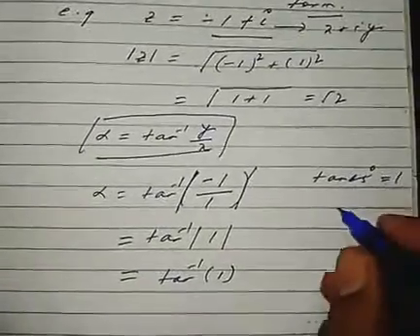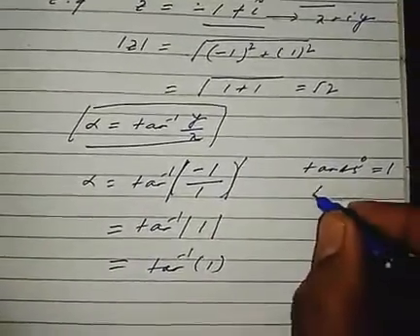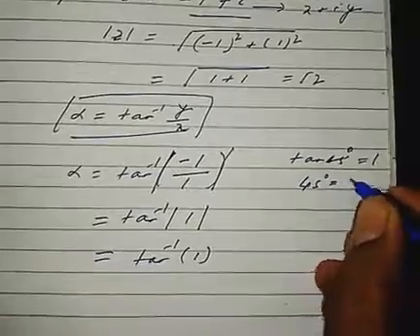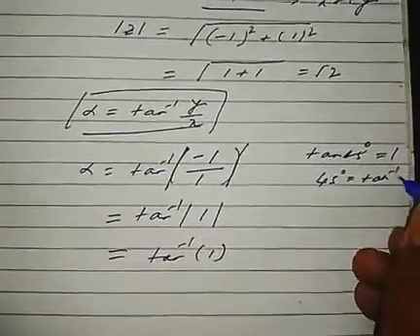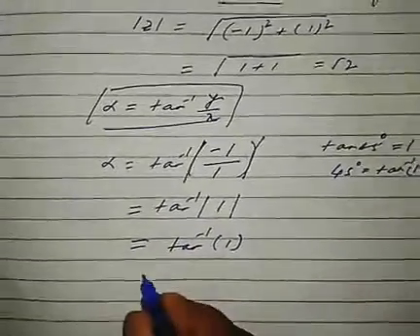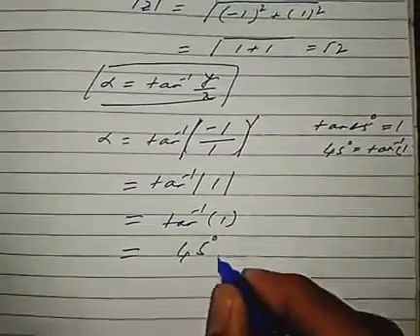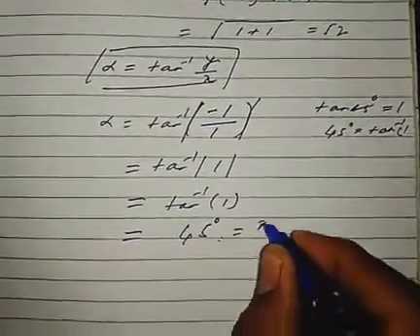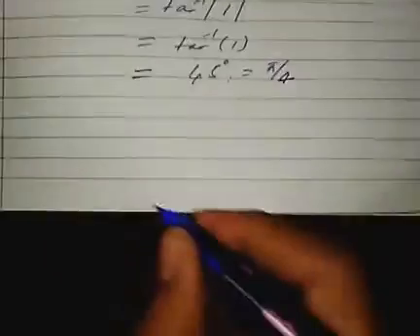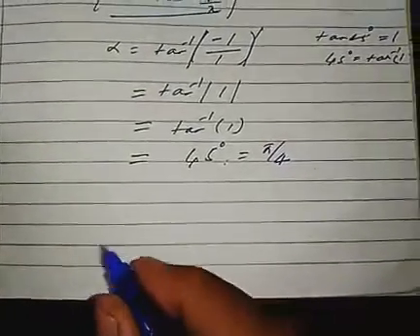We have already gone through this in the 10th class. So 45 degree is tan inverse 1. In this way we read tan inverse 1. So tan inverse 1 is 45 degree. How will I write 45 degree in terms of pi? This is pi by 4. So we got pi by 4 for alpha.